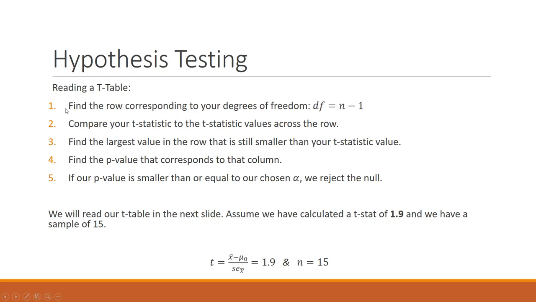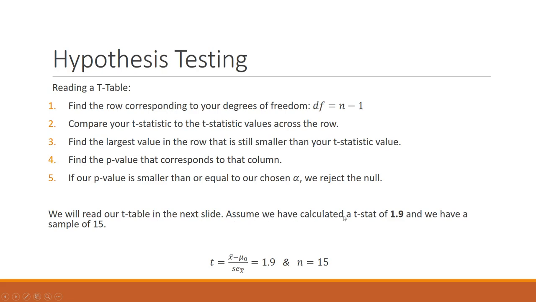Reading a t-table. First, we find the row corresponding to our degrees of freedom. Degrees of freedom are our sample size minus 1. We compare our t-statistic to the t-statistic values across the row. We find the largest value in the row that is still smaller than your t-statistic value. We find the p-value that corresponds to that column. And if our p-value is smaller than or equal to our chosen alpha, we reject the null. All right, those are the steps. I'll illustrate it. We will read our t-table in the next slide.